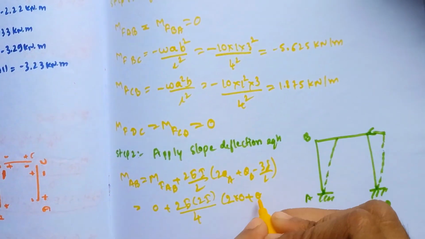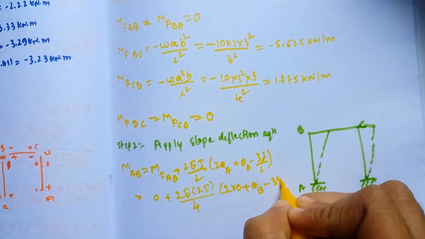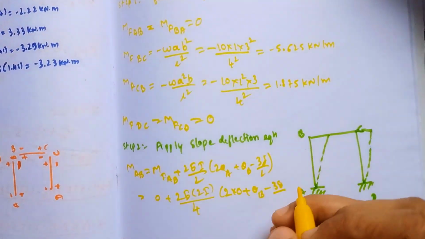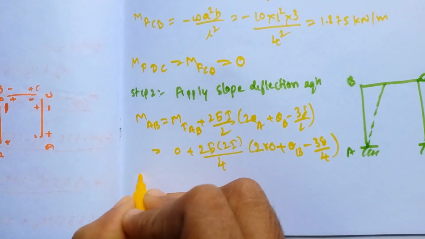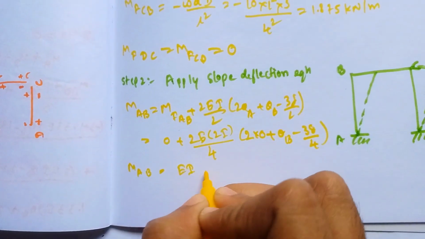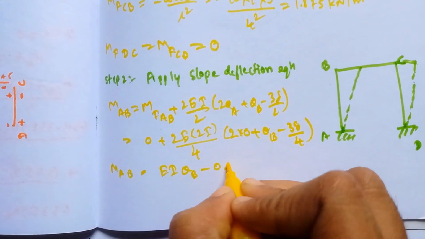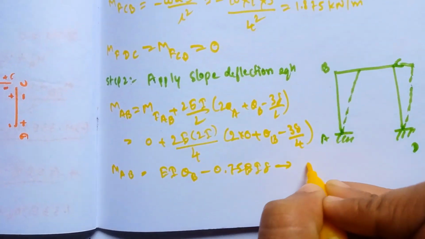I am keeping it as it is. Theta B minus 3 into delta divided by the length of span AB, which is 4 meters. So put that value 4 and simplify it. MAB is equal to EI theta B minus 0.75 EI delta. Call it equation number 1.